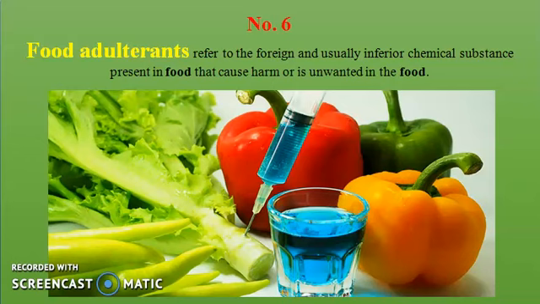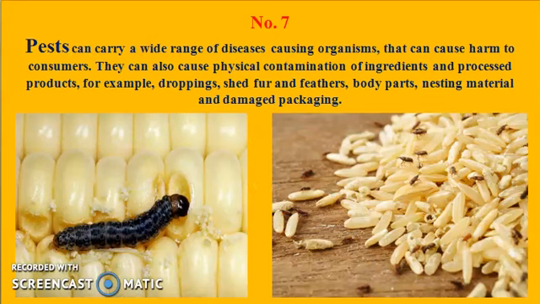Next hazard is food contaminants. They are referred to as foreign and usually inferior chemical substances present in food that cause harm or are unwanted in the food. Next hazard is pests. Pests can carry a wide range of disease causing organisms that can cause harm to consumers. They can also cause physical contamination of ingredients and processed products, for example, droppings, shed fur and feathers, body parts, nesting material, and damaged packaging.